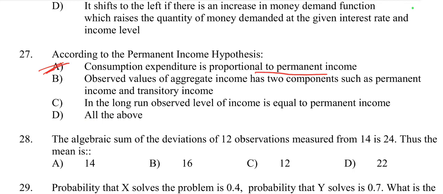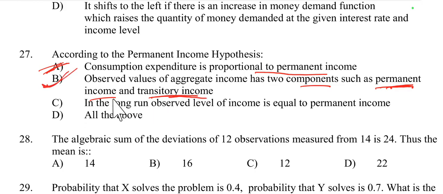Option A is right. Then option B: observed values of the aggregate income have two components, such as permanent income and transitory income. Permanent income is lifetime total income, and transitory means present income. Permanent income reflects long term average income, while transitory income reflects the short term fluctuations that do not affect long term consumption patterns. So option B is also right.